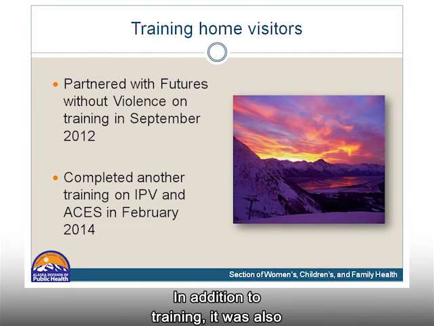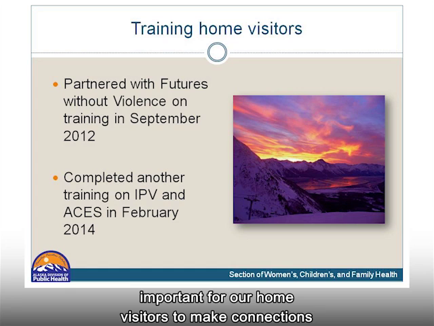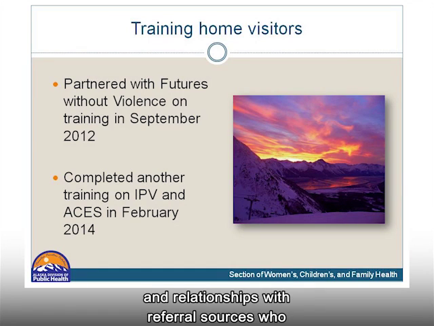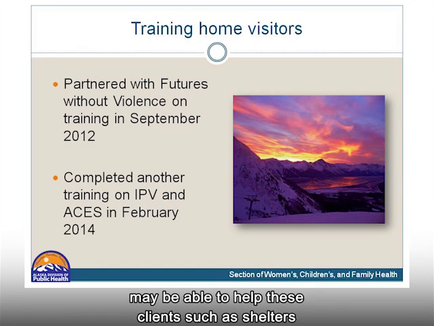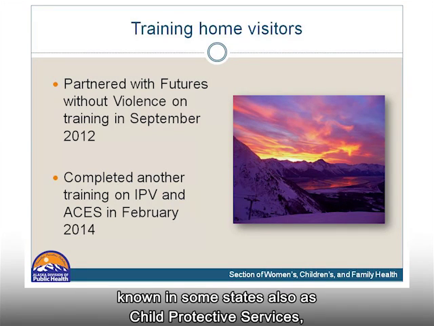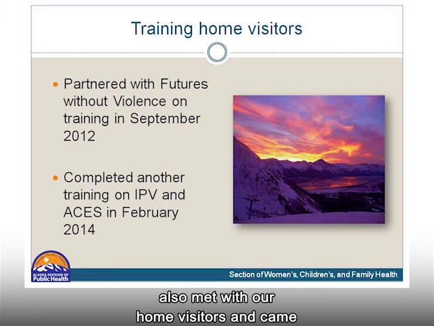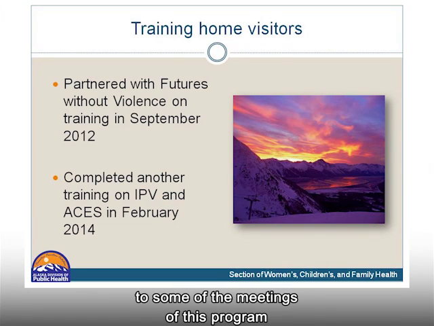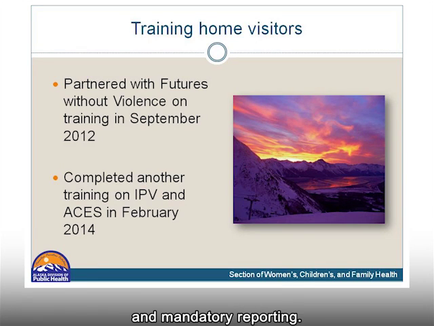In addition to training, it was also important for our home visitors to make connections and relationships with referral sources who may be able to help these clients, such as shelters and mental health counseling agencies. In addition, the Office of Children's Services, known in some states also as Child Protective Services, also met with our home visitors and came to some of the meetings of this program to talk about intimate partner violence and mandatory reporting.